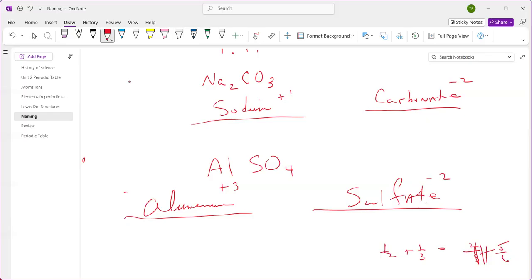We have a 3 and a 2. We have to balance those. So what's the common denominator between 3 and 2 again? It's 6. So how many 3s are in 6? 2. How many 2s are in 6? 3. Now we have +6, -6, and that's 0.